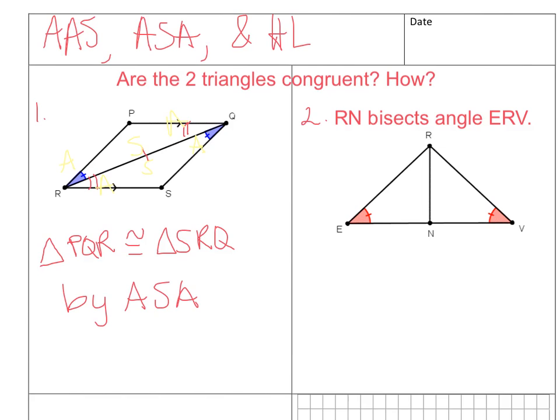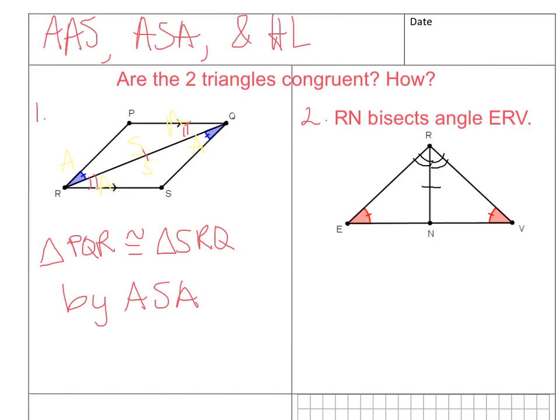Number two, the only information that I gave you was that RN bisects angle ERV. RN is an angle bisector. It cut the angle into two congruent parts. So the congruent mark that I can make is this angle and this angle. So far I have two angles. So it could either be angle, angle, side, or angle, side, angle. What's missing though? The only tick mark that I can add is that segment is congruent to himself. And the only one that the two triangles share is RN.